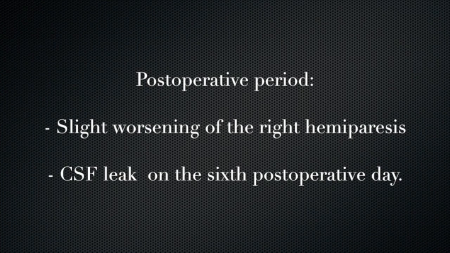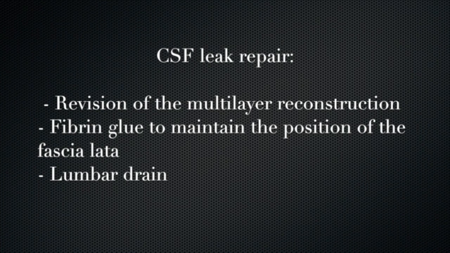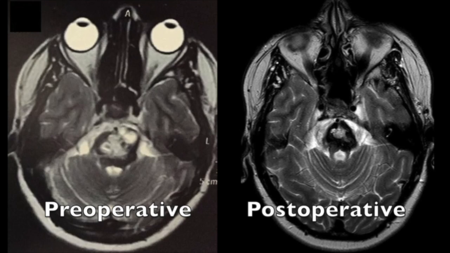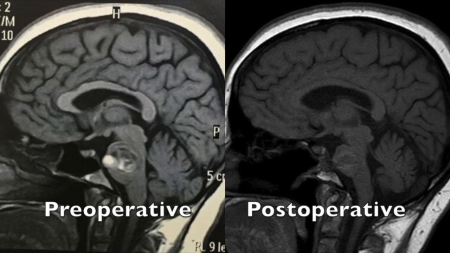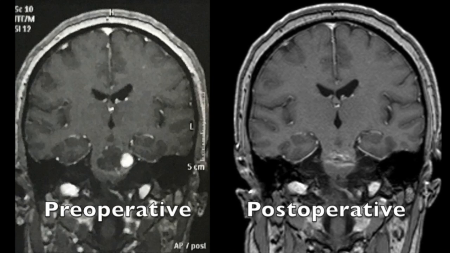We noted that the pulsation of the basilar artery displaced the layers of fascia lata. These layers were repositioned and fibrin glue was used to prevent further displacement. Fat and the nasal septal flap were repositioned, followed by the Foley catheter. A lumbar drain was implanted. An MRI performed after 6 months of surgery showed cicatricial alterations in the surgical borders with contrast enhancement, but no obvious residual lesion. There was a complete resolution of the motor deficit.